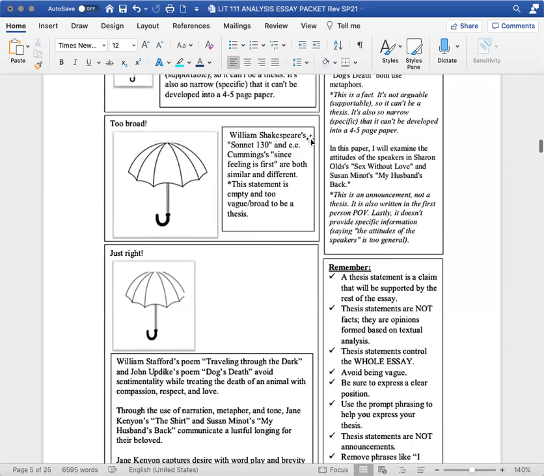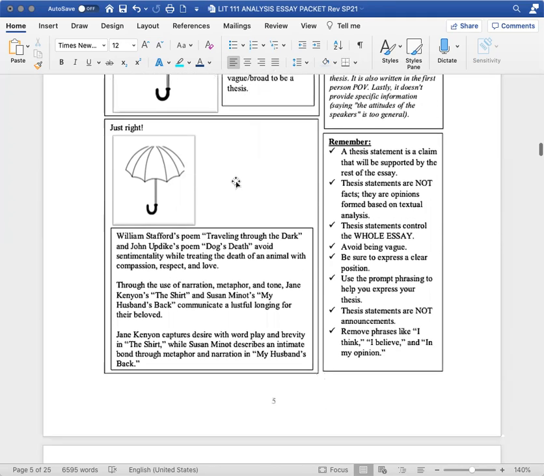And then, I gave you one example of a too narrow one, and one that's too broad. Saying something like, Sonnet 130 and Since Feelings Is First are both similar and different. That's like a throwaway statement. Okay, it's so broad. Great, they're both similar and different. You've told me nothing in this sentence. So make sure that you use very specific language. If you want to show that they're similar and different, say what's similar, say what's different. So here are some better ones.